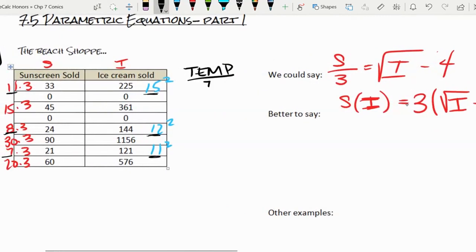This one was 71 degrees, and these are Fahrenheit for us. We have 55, 75, 50, 68, 90, 67, and 80.